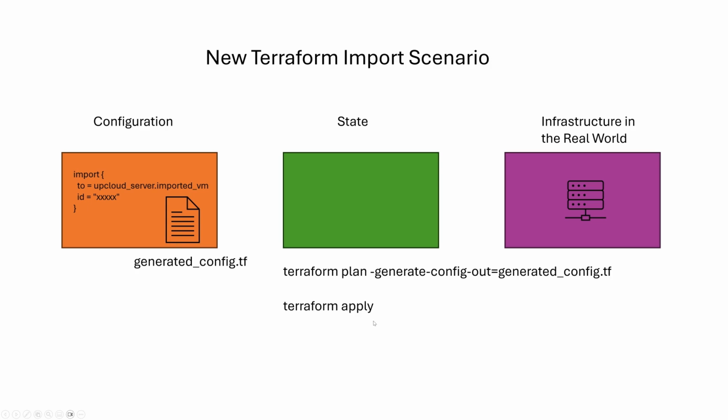Once you've done that, you can run the Terraform apply command. And what that will do, it will at this point add the state file for us. And now we've completely imported our real world infrastructure into our state file. And with that, let's jump into a demo and see how this works.